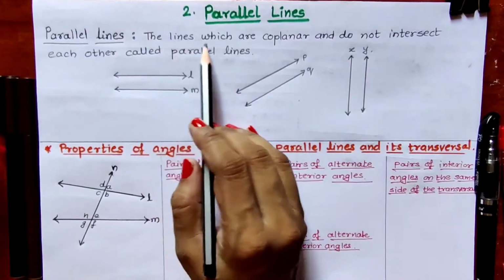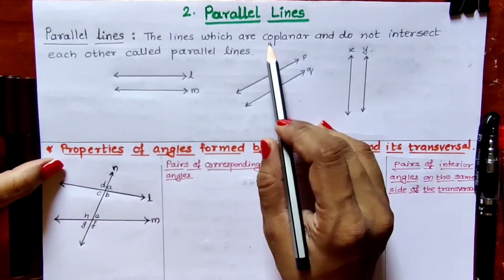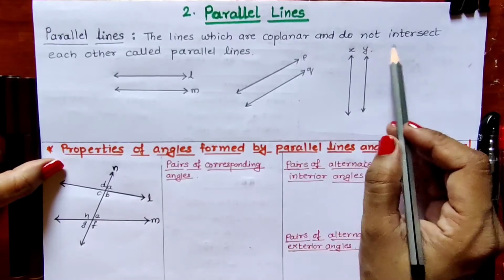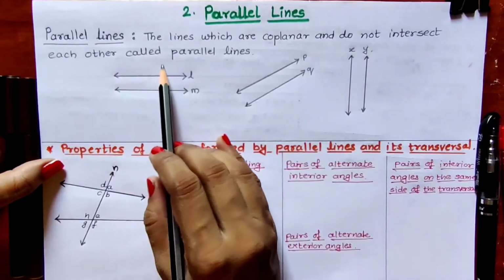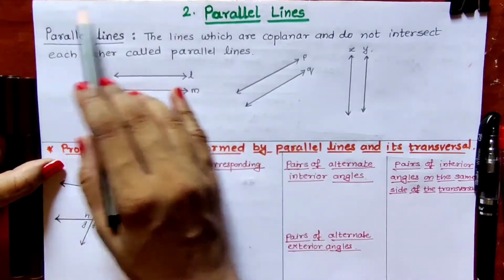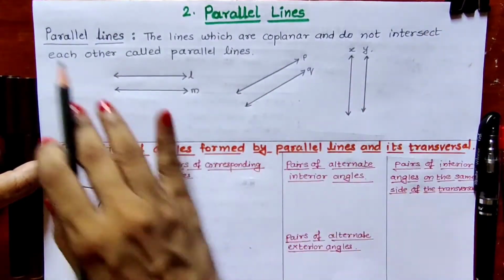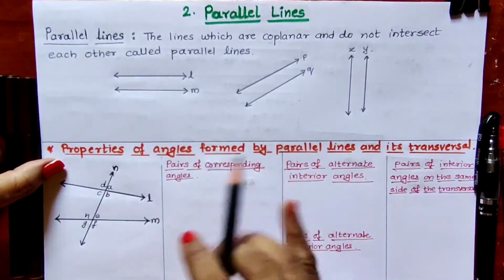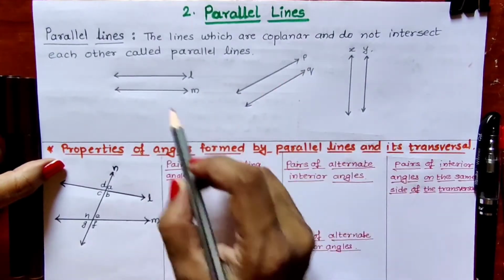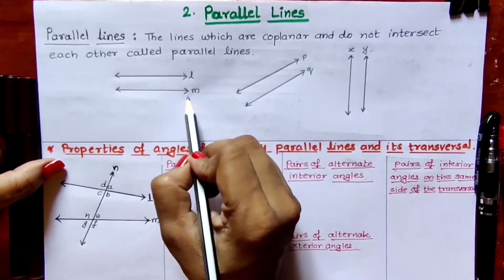Parallel lines are the lines which are coplanar, that means they should be in the same plane, and do not intersect each other. They are called parallel lines. So this is the same plane. If you all can see, this is the same plane. This page can be considered as a plane, and here I have drawn the lines. Here line L is parallel to line M.